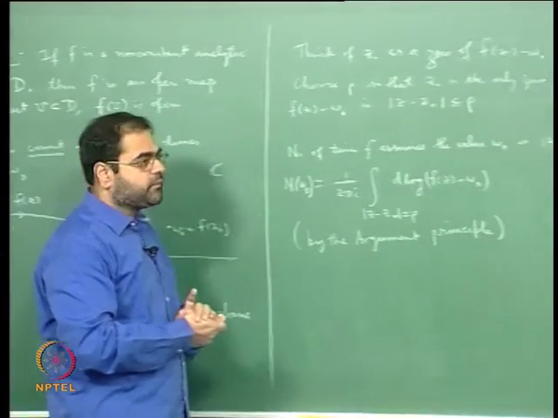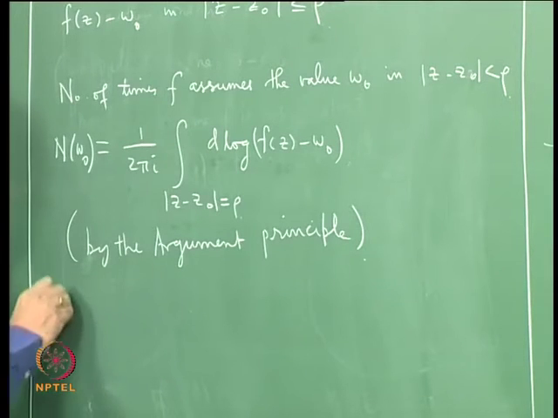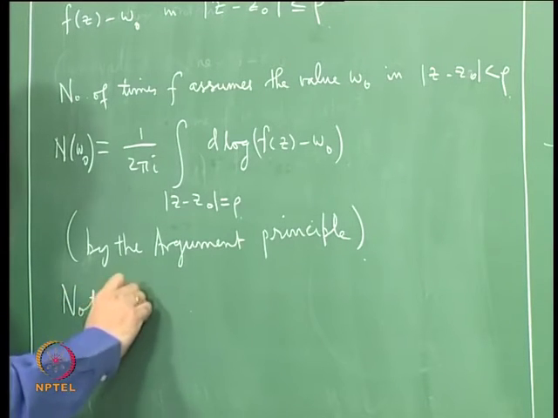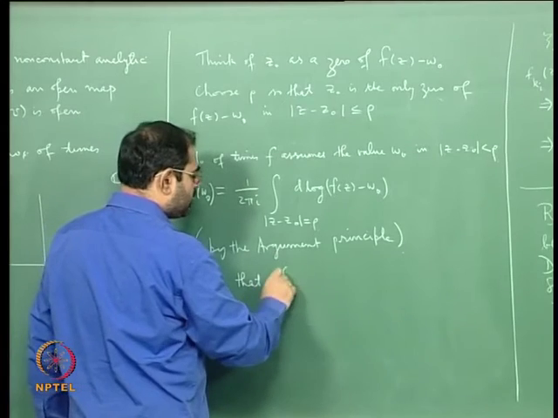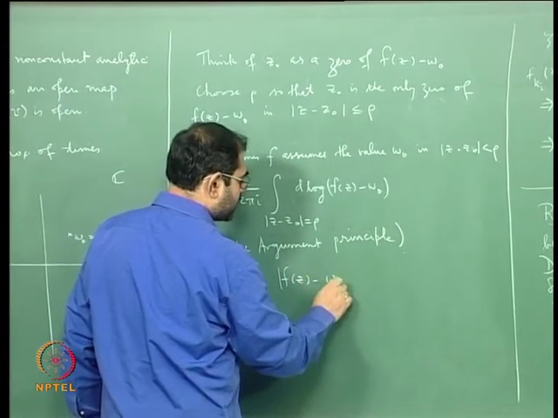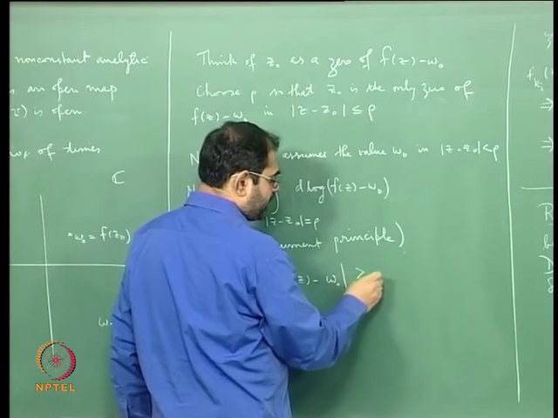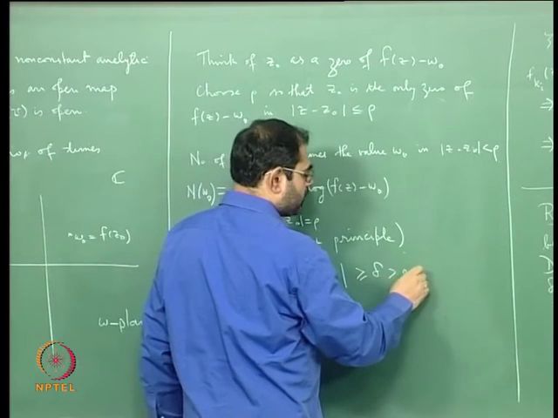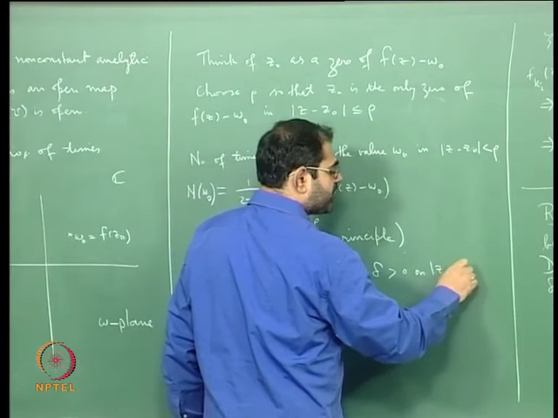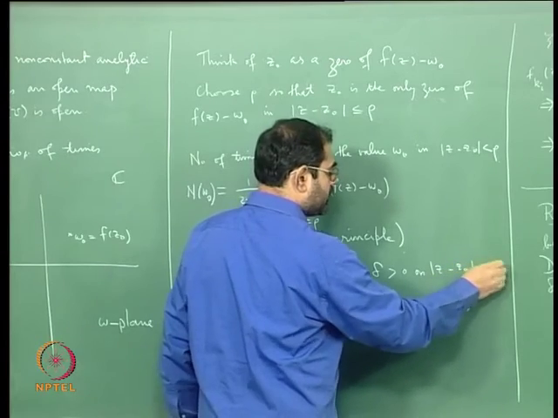Now what you do is, note that mod f of z minus omega naught is greater than or equal to some delta greater than 0 on mod z minus z naught equal to rho.